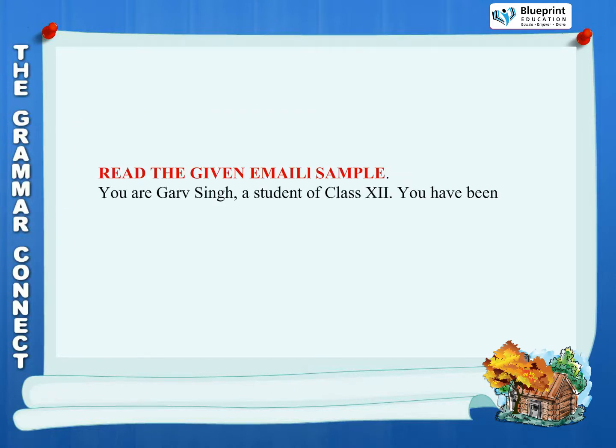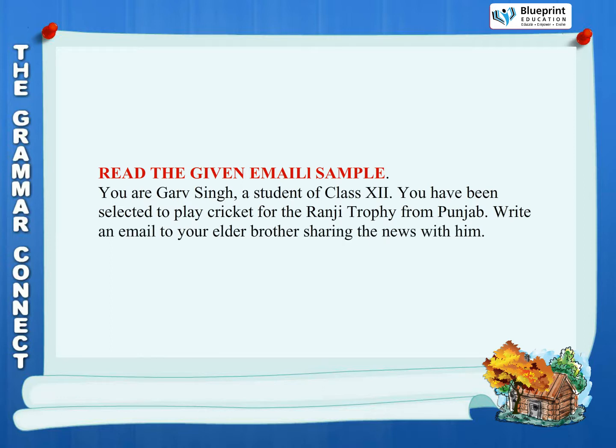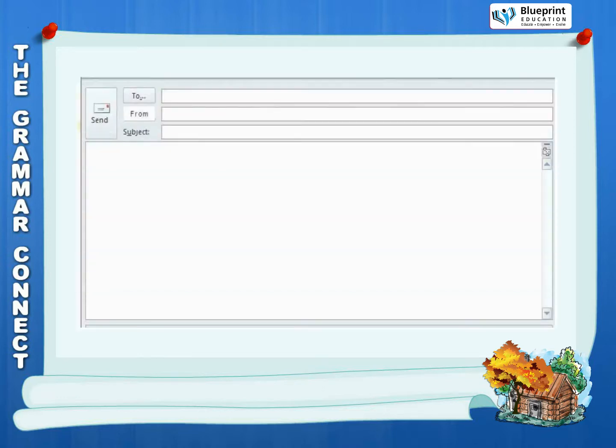You are Garv Singh, a student of class 12. You have been selected to play cricket for the Ranji Trophy from Punjab. Write an email to your elder brother, sharing the news with him. visheshsingh@gmail.co.in. Garv Singh @yahoo.co.in. Selection in Punjab cricket team.